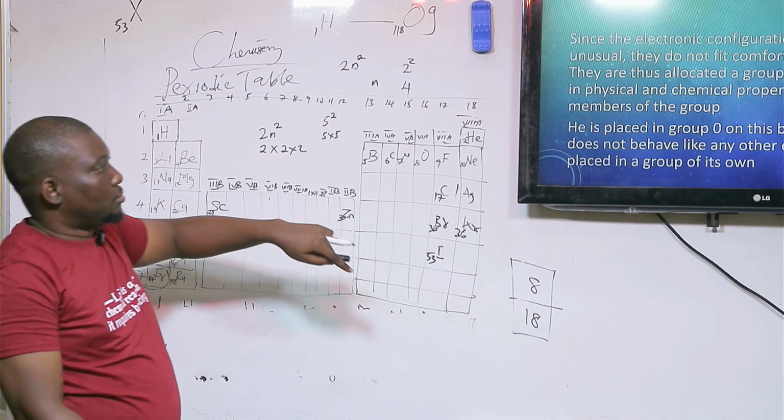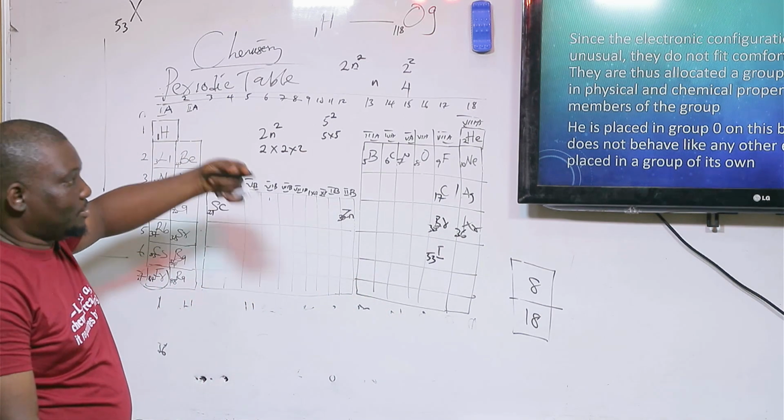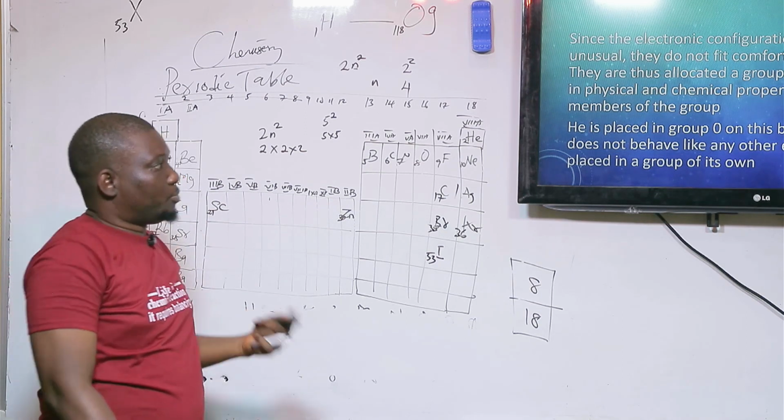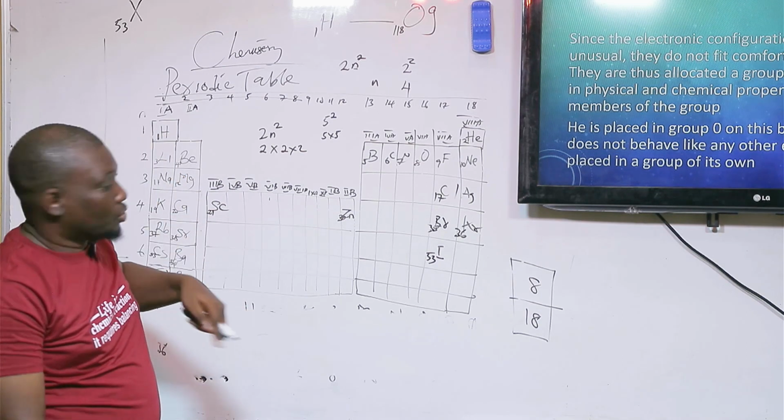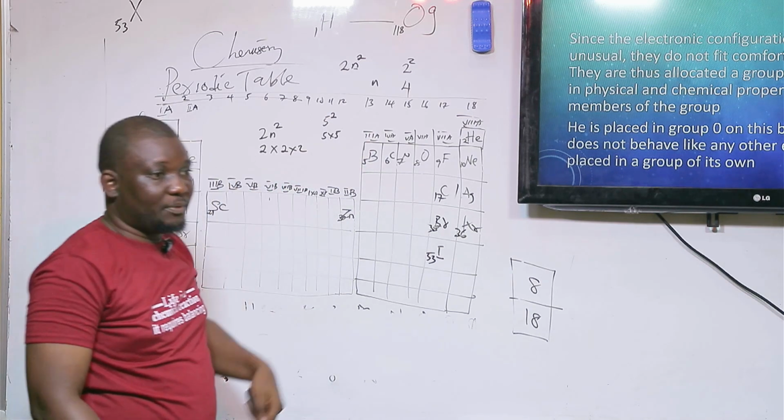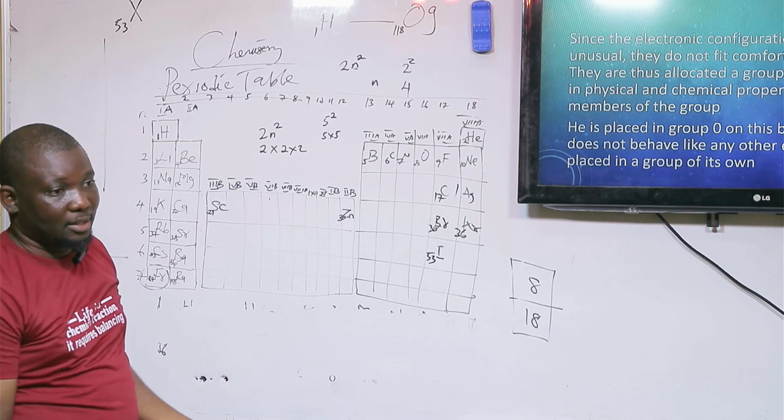Okay, so the group must have similarities in physical and chemical properties with other members of the group. So all members of a group must share the same what? Properties.